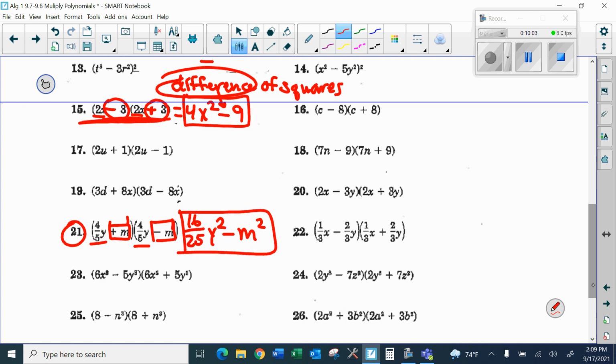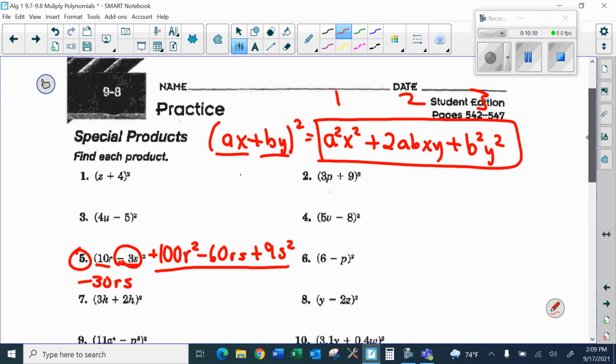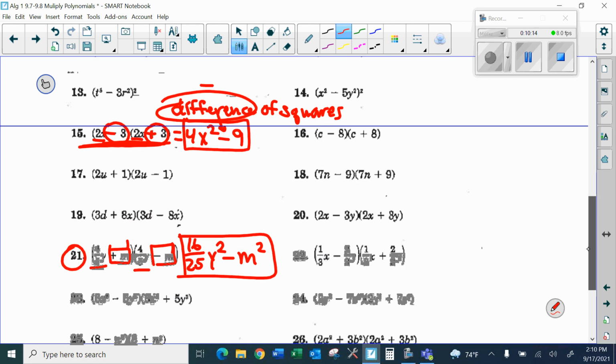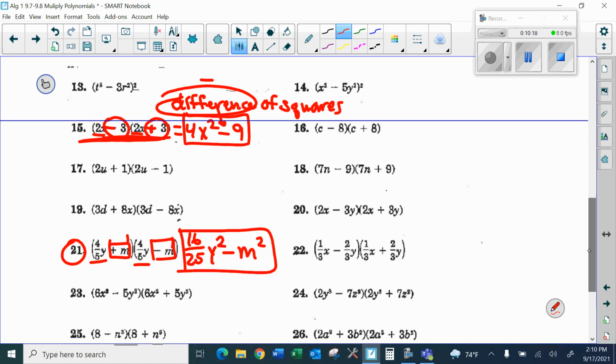Okay, so that goes ahead and covers the back side. The top half is squaring a binomial. The bottom half, your answer comes out to be a difference of perfect squares. You just got to multiply the two first terms together and then the two second terms together, and that is it. The middle term is wiped out. All right, that ends it.